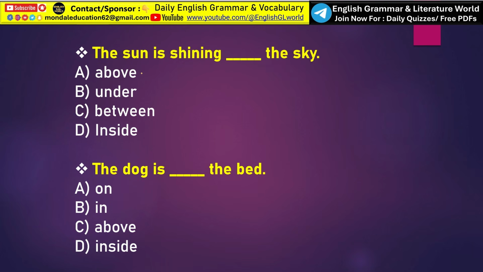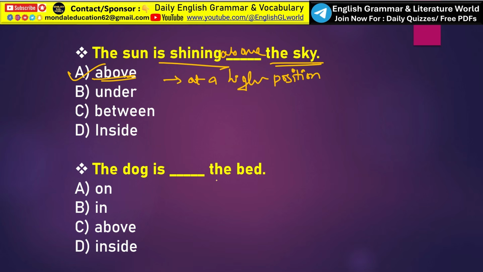Next, the sun is shining dash the sky. So here the correct answer is option A, that is above. Above means at a higher position. Okay, so here the sun appears higher in the sky. So here the sun is shining at a higher position. That's why we have to use preposition above. So the sun is shining above the sky.